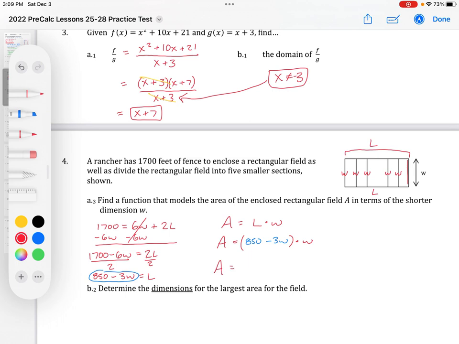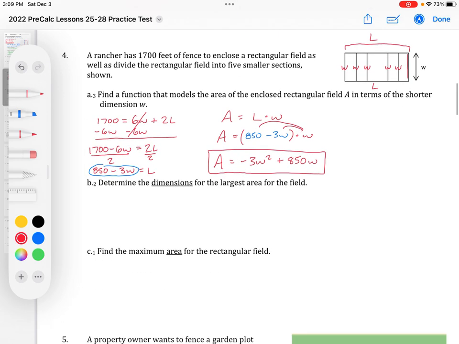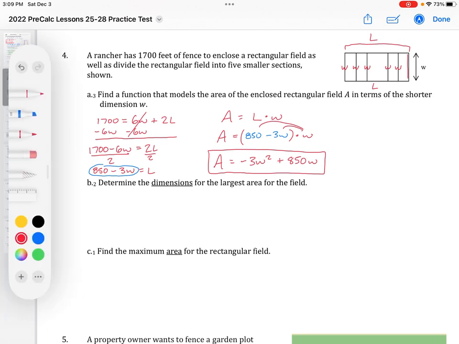And then if we distribute that W and rearrange so it's in standard form, we have negative 3W squared plus 850W. So this would be the equation that models the area in terms of the width. All right. And in part B, it says determine the dimensions for the largest area of the field. So remember, whenever you see that word largest, you're going to think vertex.